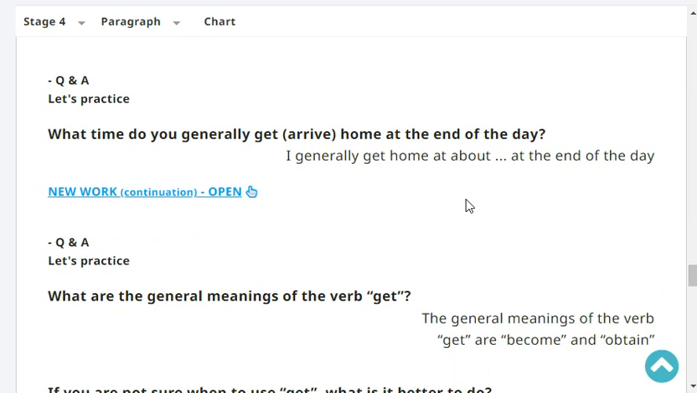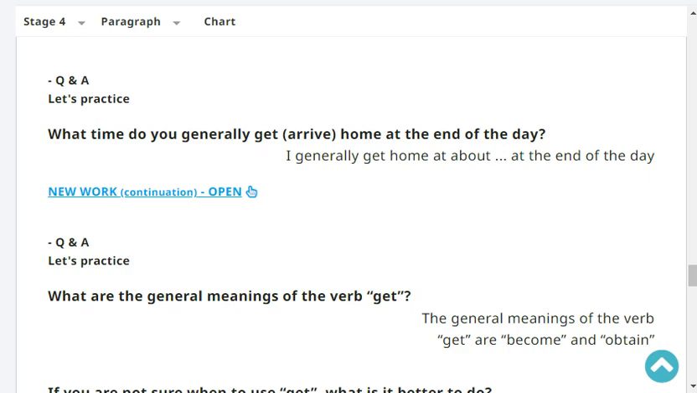What are the general meanings of the verb get? The general meanings of the verb get are become and obtain. If you are not sure when to use get, what is it better to do? If I'm not sure when to use get, it's better to use the other verb with the same meaning.